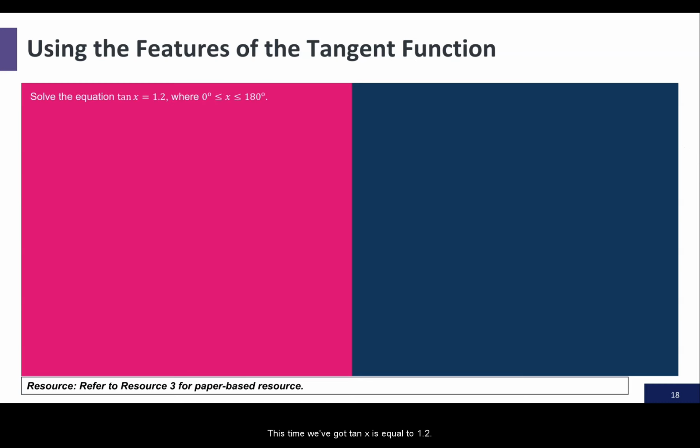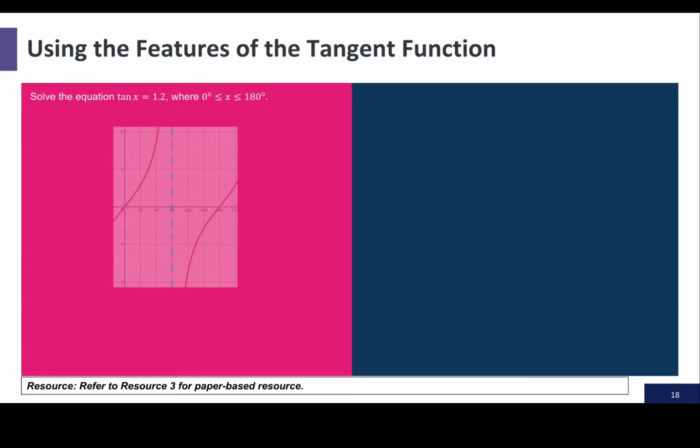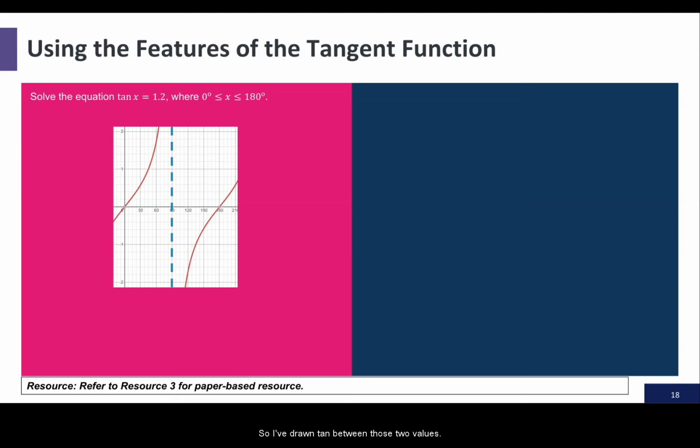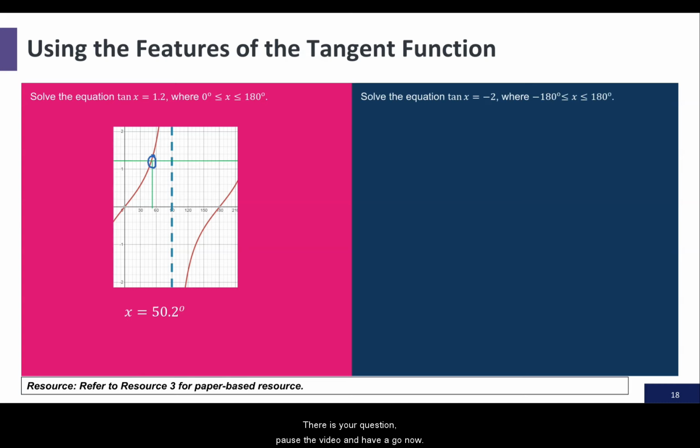This time, we've got tan x is equal to 1.2, and we're working between 0 and 180. So I've drawn tan between those two values. 1.2 is about there, so I'm looking for just one solution, and my calculator will pick that one up straight away, and there are no more solutions. There is your question. Pause the video and have a go now.